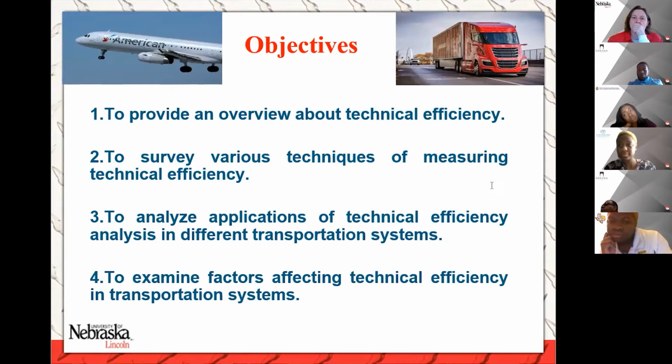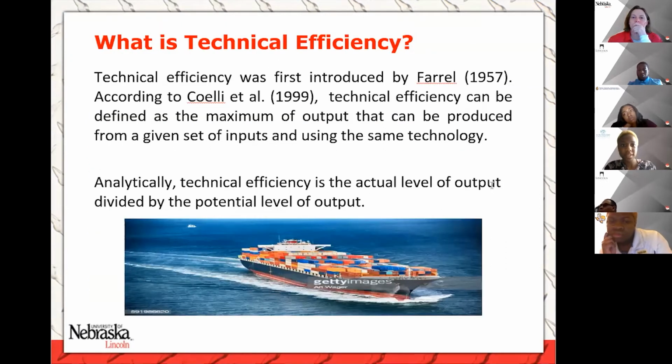So what is technical efficiency? Technical efficiency was first introduced by Farrell in 1957, and according to Coelli, 1999, technical efficiency can be defined as the maximum output that can be produced from a given set of inputs using the same technology. Inputs can include energy, capital or labor, okay? And analytically, technical efficiency is the ratio of the actual level of output to the potential or maximum level of output.